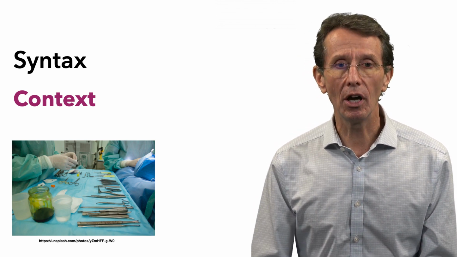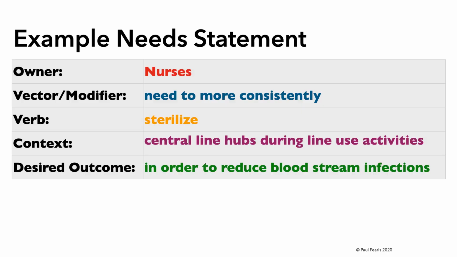Let me try and bring this alive and give you some examples. In this case, nurses need to more consistently sterilize what are called central line hubs during line use activities. That's when they're giving a drug or taking a sample from a line, in order to reduce bloodstream infections, because bloodstream infections are quite bad news in a hospital. So you can see that there's a subject, a vector of measurement or a direction we're trying to go in, the thing that's being carried out, sterilization.